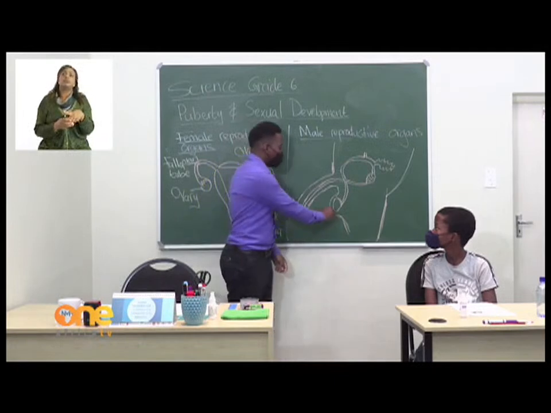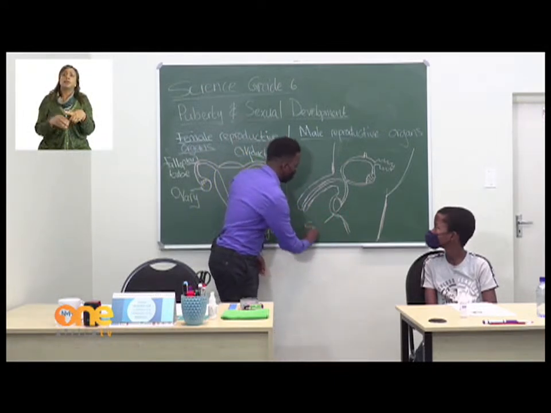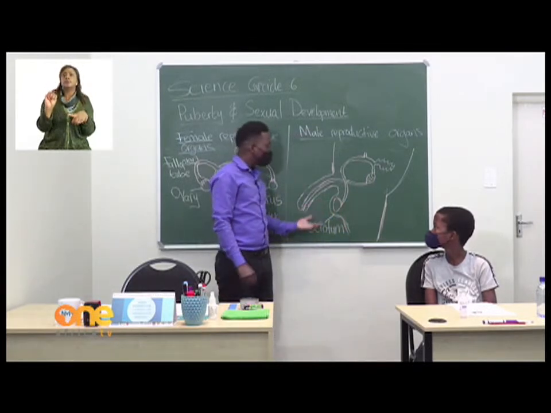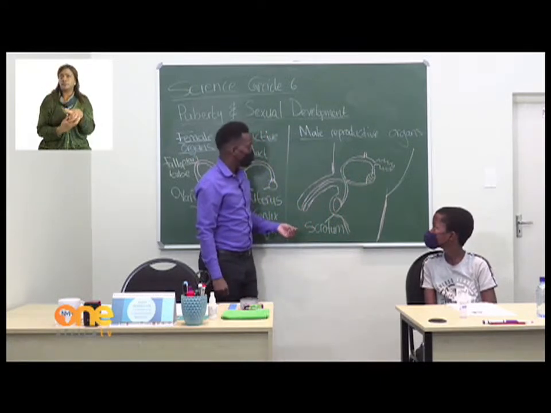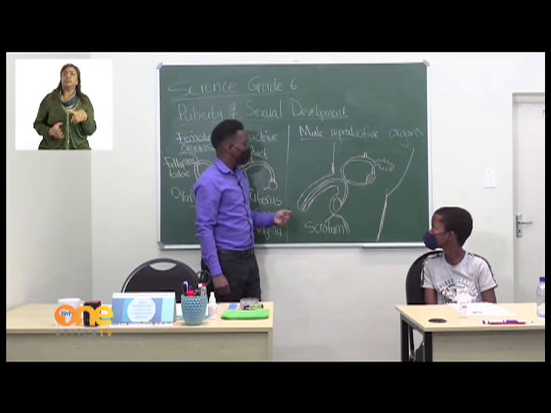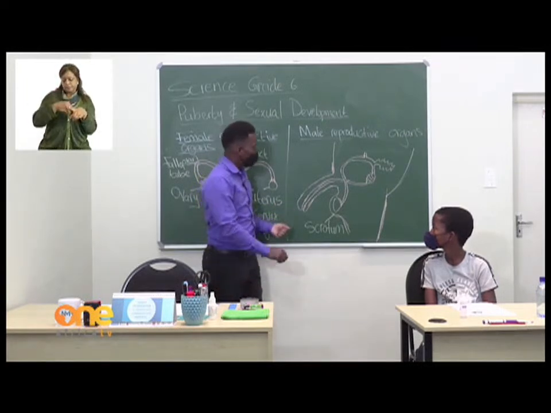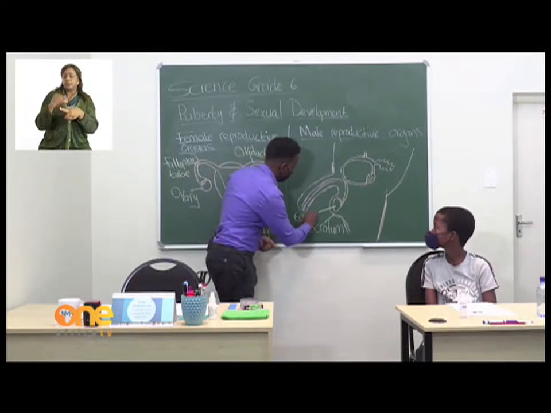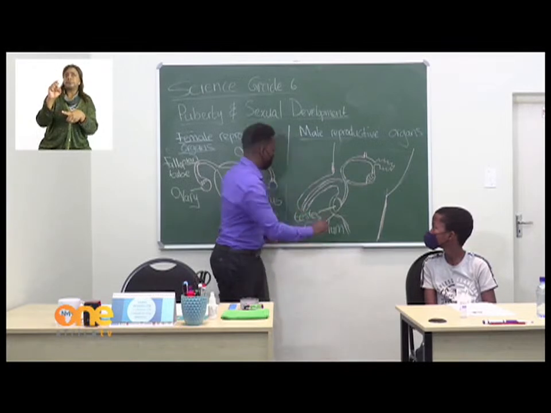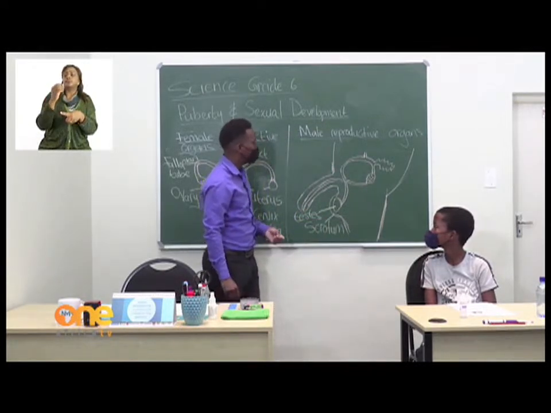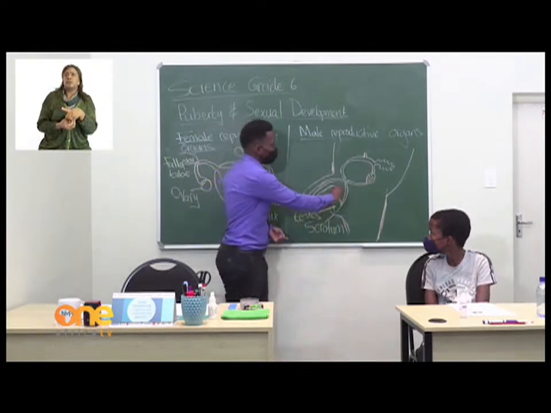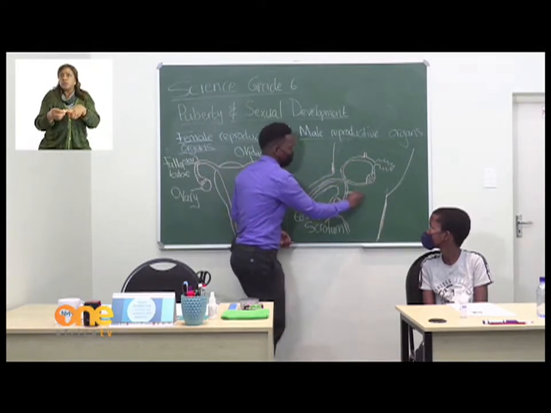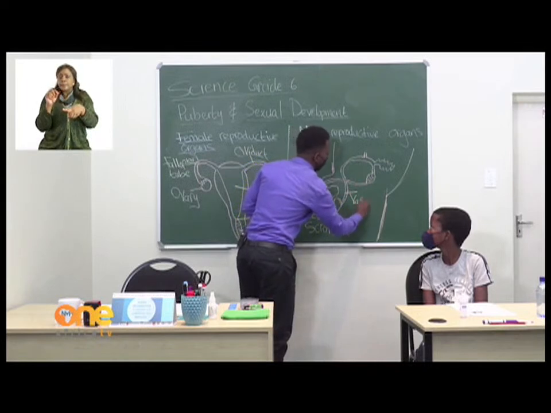And for this structure, our starting point will be at the scrotum. Now, the scrotum is part of the external organs that hangs outside the man's body. But inside the scrotum, we have a structure known as the testis. From the testis, we have another structure going outwards, and this organ is referred to as the vas deferens.